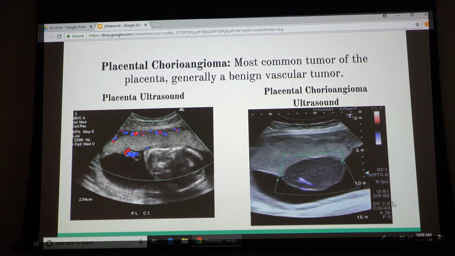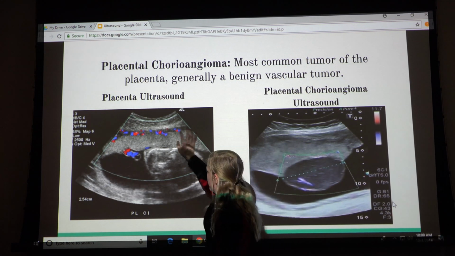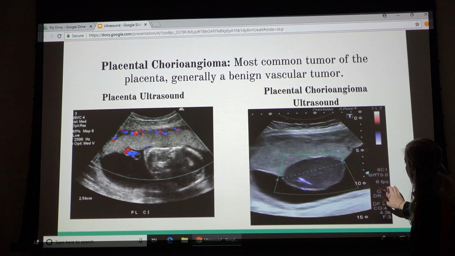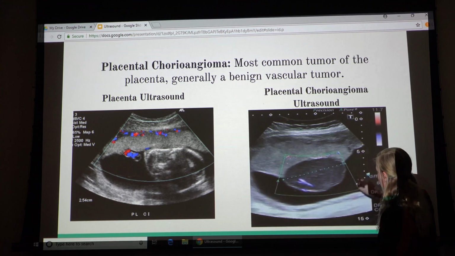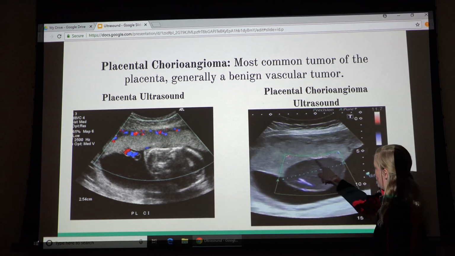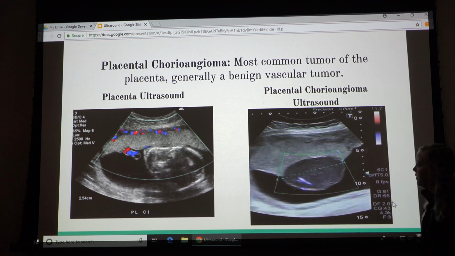So placental chorioangioma, which is the most common tumor of the placenta and generally a benign vascular tumor. So again, with the regular, the gestational sac and the placenta attached to the top with the baby here. And here we have the outline of the gestational sac. This is the placenta attached to the top. And here you can see this huge mass attached to the placenta, which is the chorioangioma.